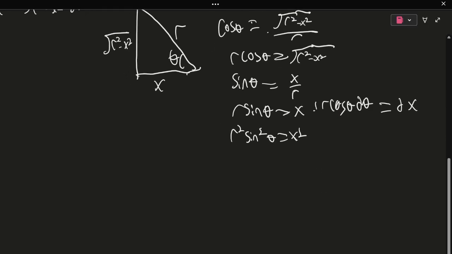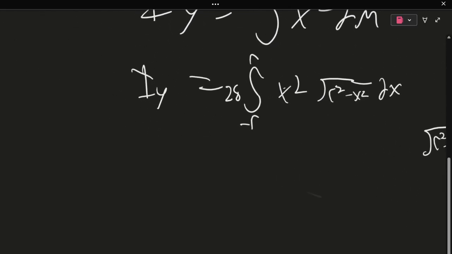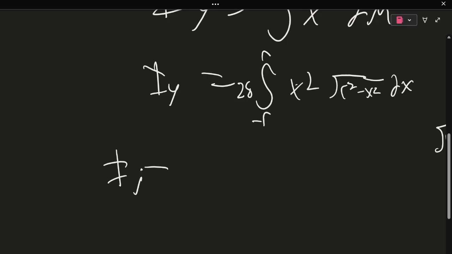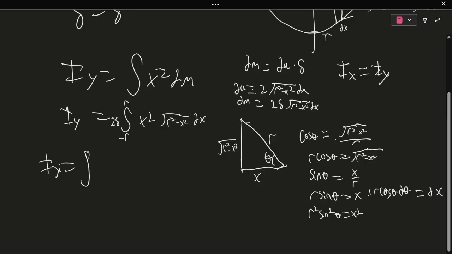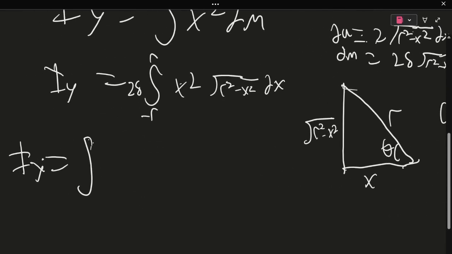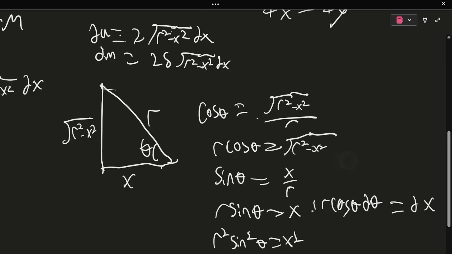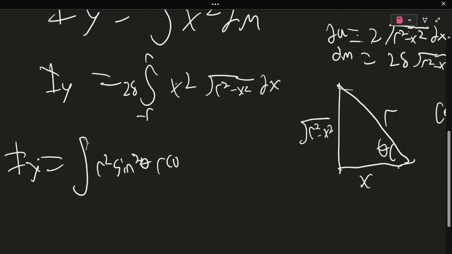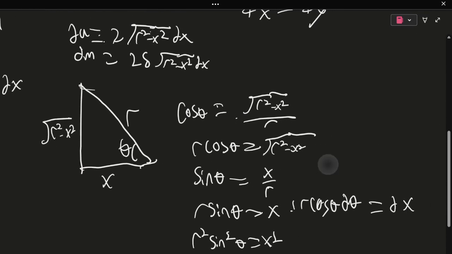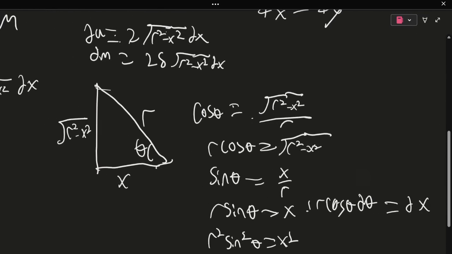So now we can plug in all three of these substitutions into our equation. So we have the moment of inertia about the y-axis is equal to, we don't know our bounds for our integral yet, but we can solve for those in just a second. For x squared, we have r squared sine squared theta. For the square root of r squared minus x squared, we have r cosine of theta. And then for our dx, we have r cosine of theta d theta.